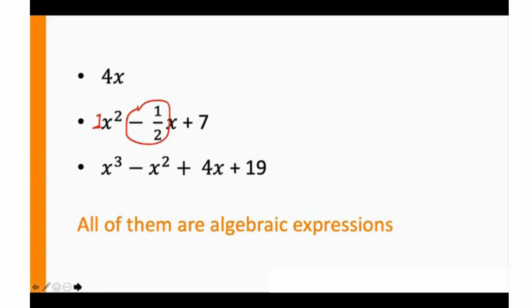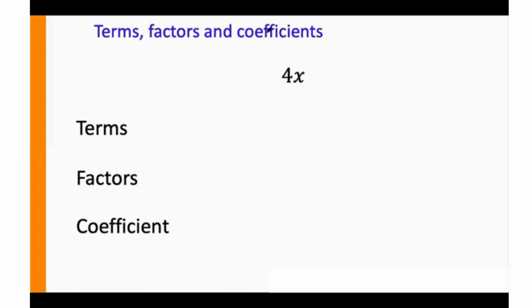All numbers are constants. Now if you look at the algebraic expression 4x, it has only one term, which is 4x. This expression has only one term, and the factors of this term are 4 and x, and we know that the factors are multiplied to form the term. So 4 into x becomes 4x, and from this, 4 is the coefficient.